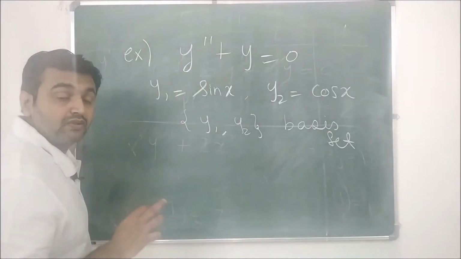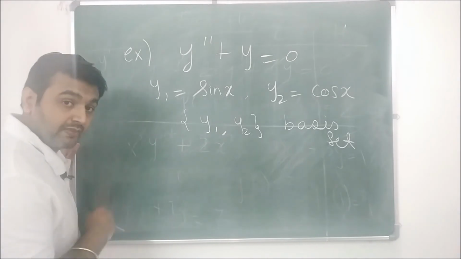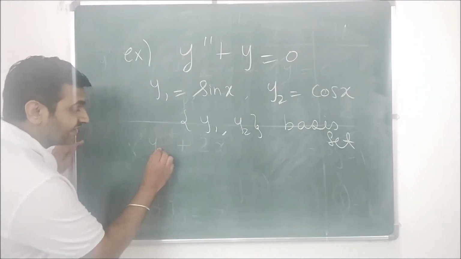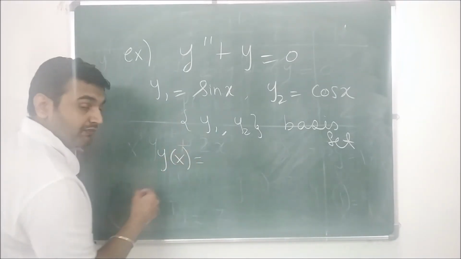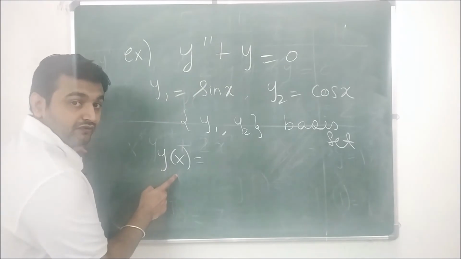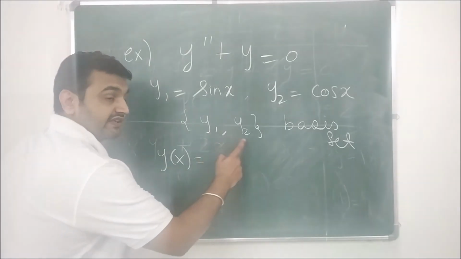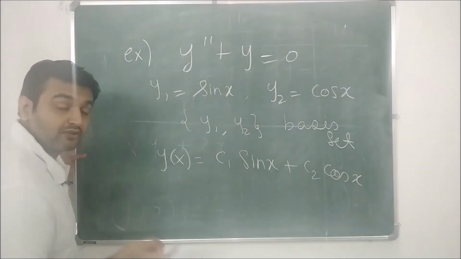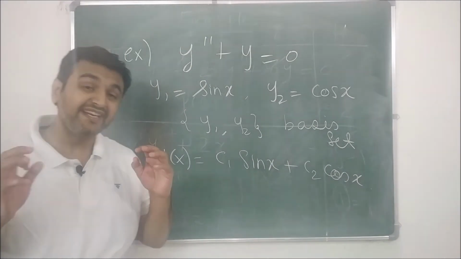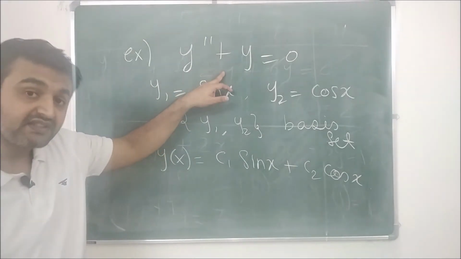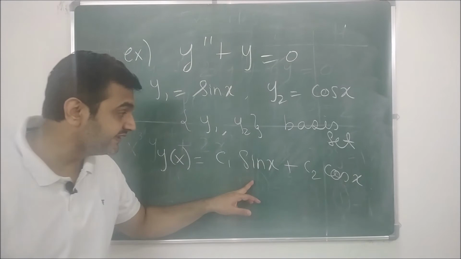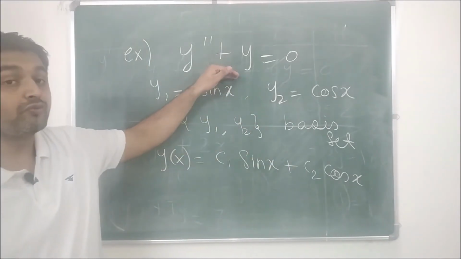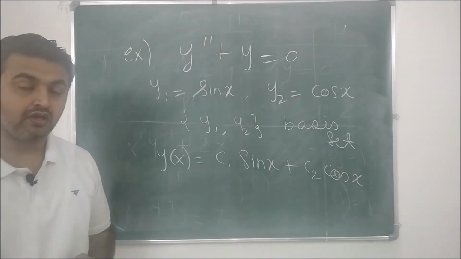So how will a general solution look? By our previous theorem, you take any solution of this, say y of x. If y is any solution, then because of our theorem of linear algebra, this y of x has to be a linear combination of y1 and y2. That means it will look like a linear combination of sin and cos. That means you take any function in the world, it will be a solution of this differential equation provided it is a linear combination of sin and cos. If it is not a linear combination of sin and cos, then it won't be a solution of this differential equation. So it's a very big thing.